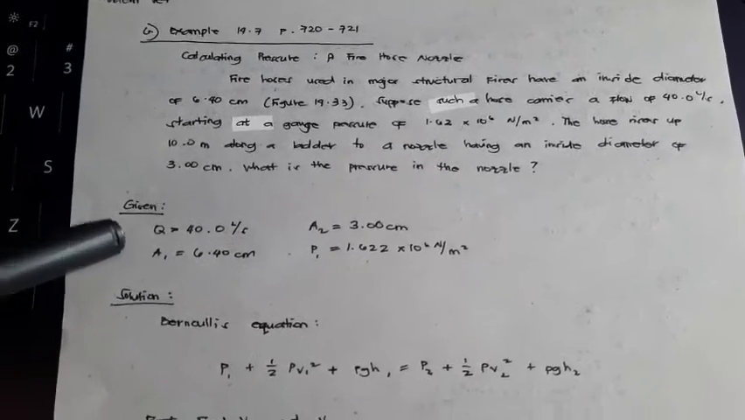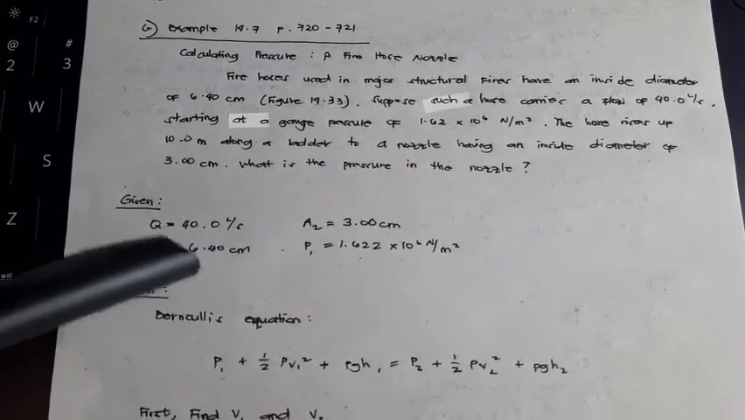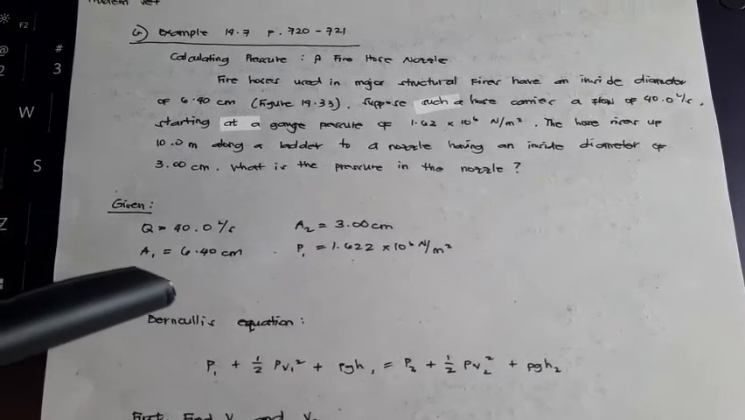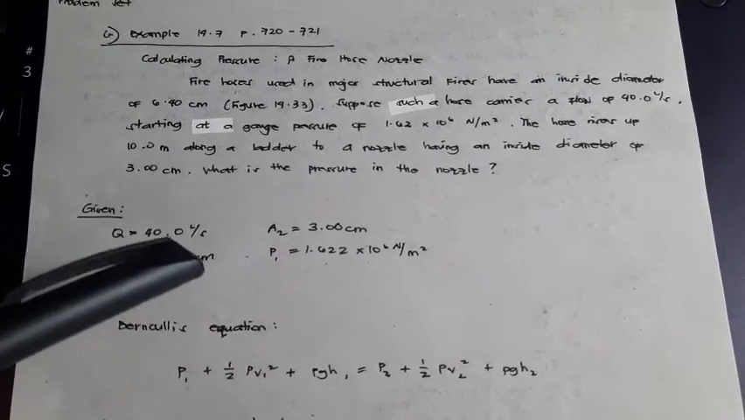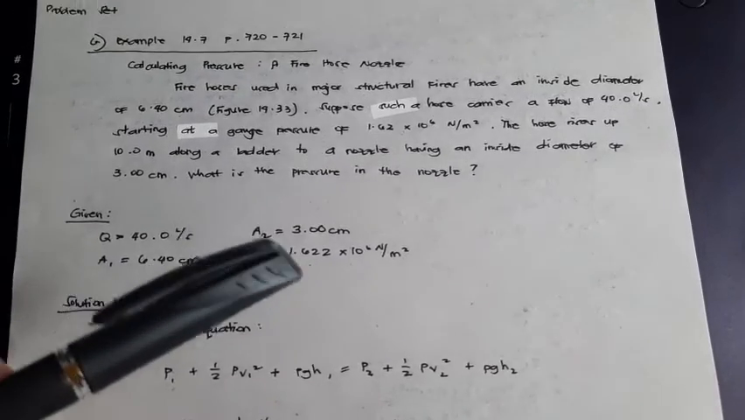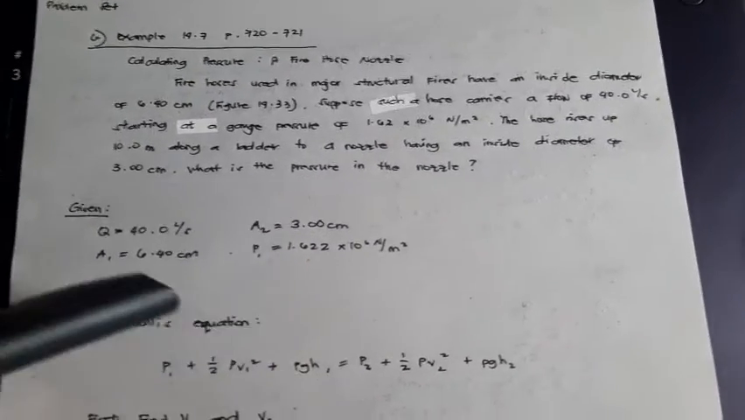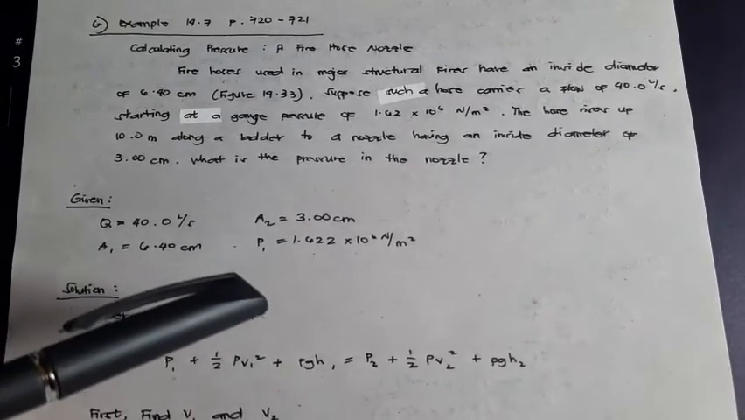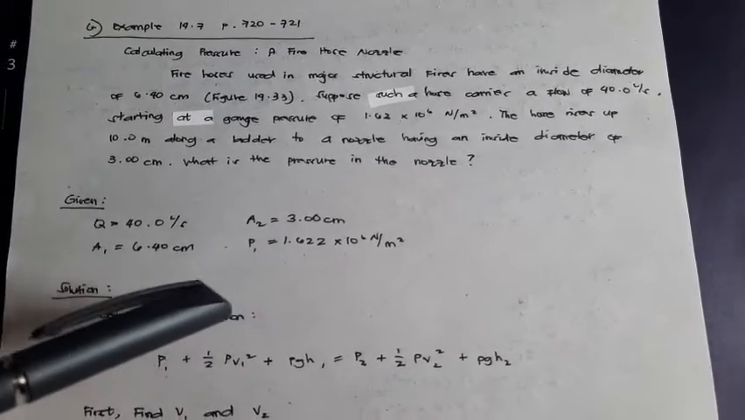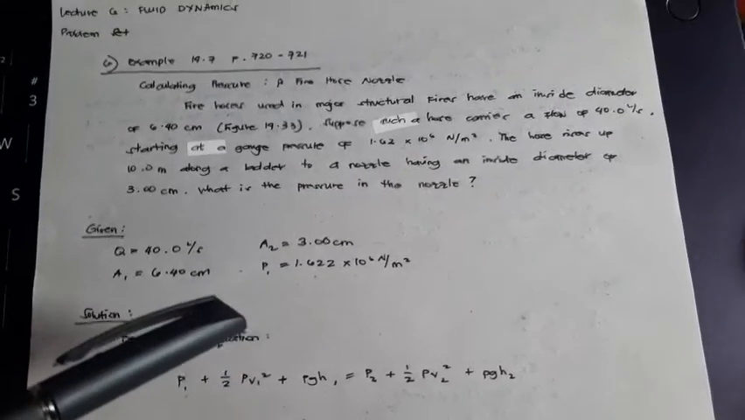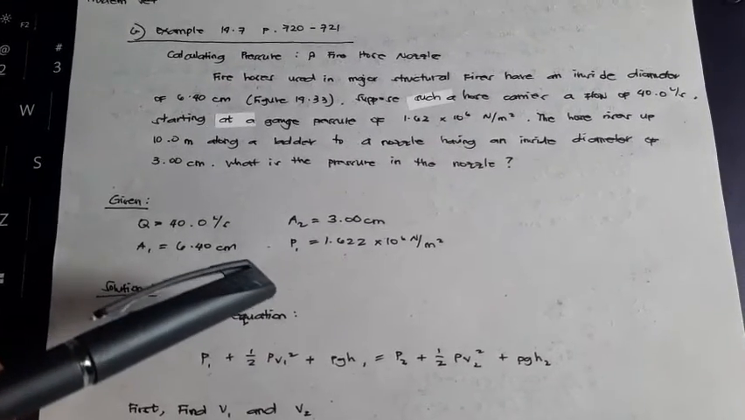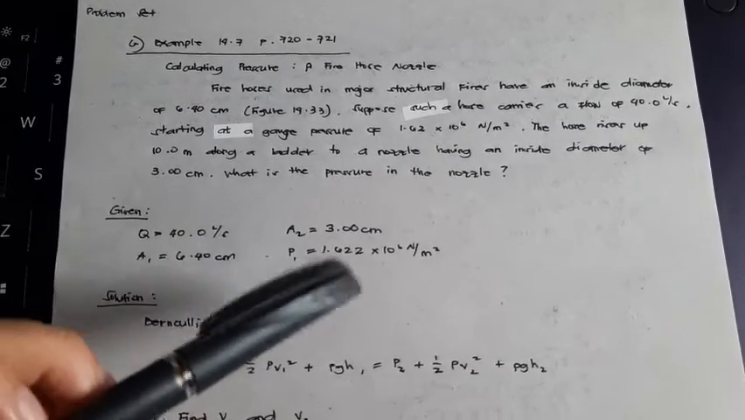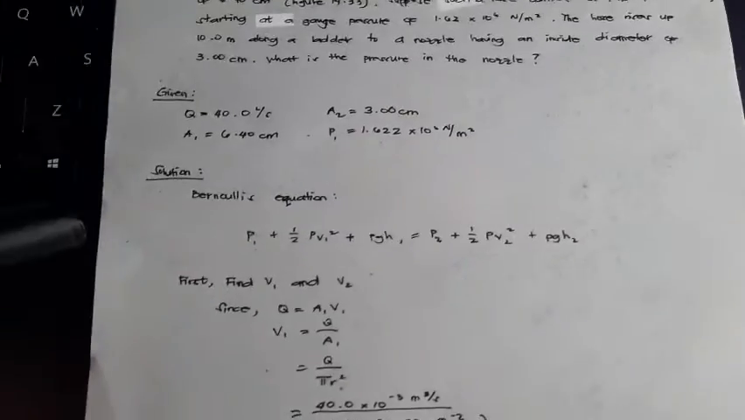So, our flow rate or the Q is equal to 4.0 liters per second. Then our cross-sectional areas, A1 and A2, are from 6.40 cm and 3.00 cm. Then the density of the water is 1,000, and the gauge pressure P1 is equal to 1.62 times 10 raised to the 6th power newtons per meter squared. So, solution.